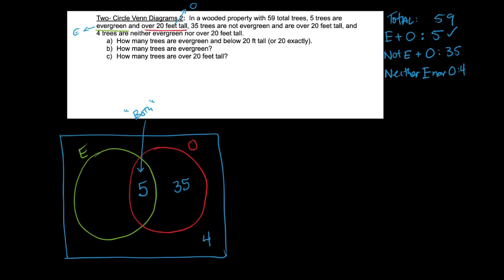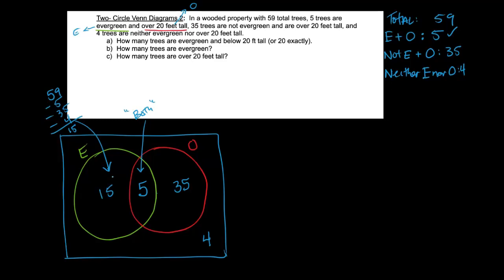So one thing we could do to find this missing number is we could just take our total, which is 59, and subtract 5 and subtract 35 and then subtract 4. So take off all of the numbers that are in the Venn diagram already, and if we do that, we end up getting 15. And so we're just going to put 15 here.